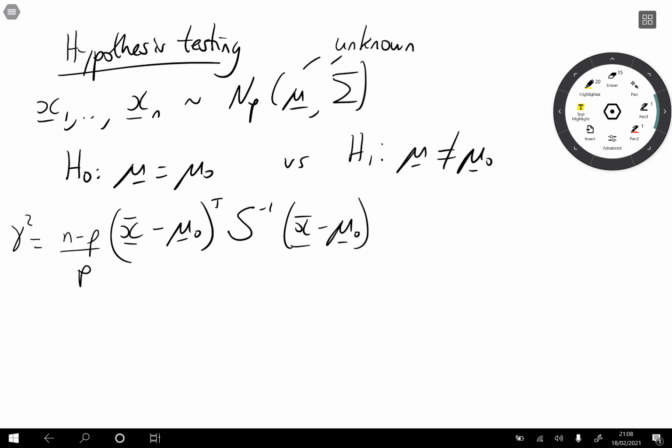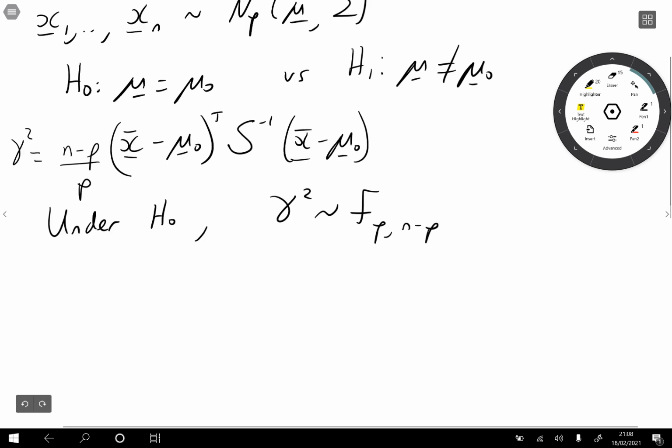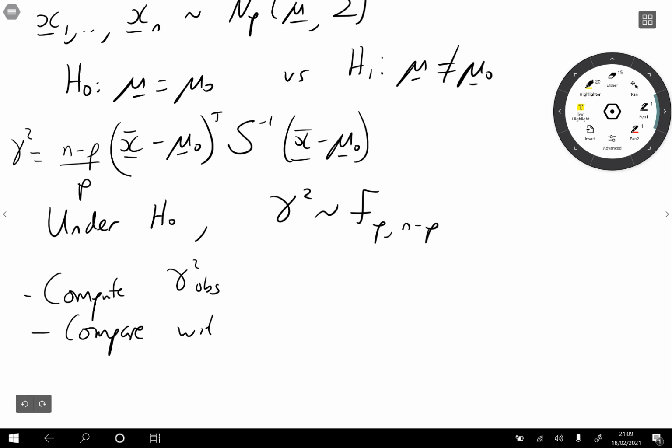And what we've seen in the previous video is that under H0, gamma squared has an F distribution with p, n minus p degrees of freedom. So the way our hypothesis test works is we're going to compute gamma squared obs for the data, and then we're going to compare it with the F, p, n minus p distribution.